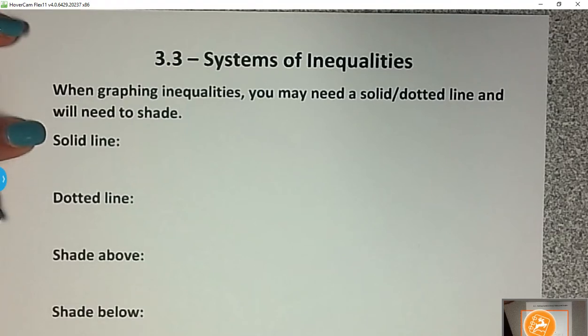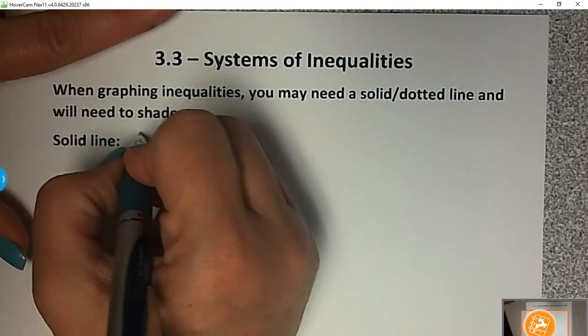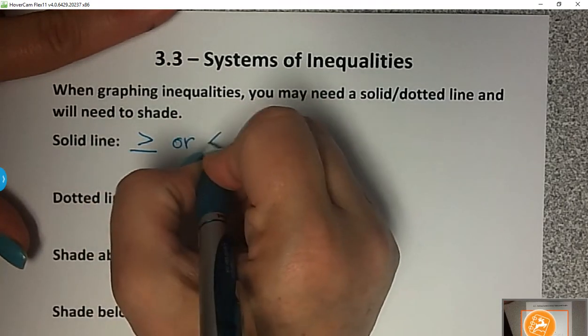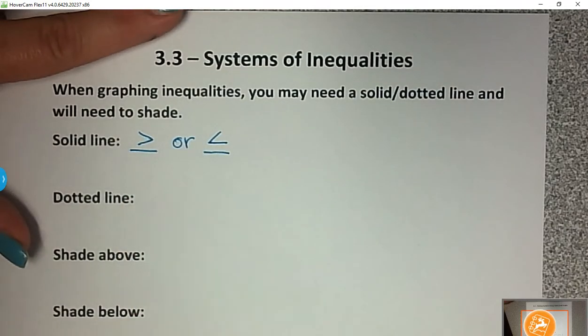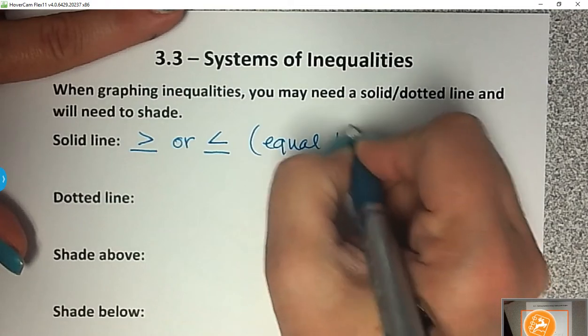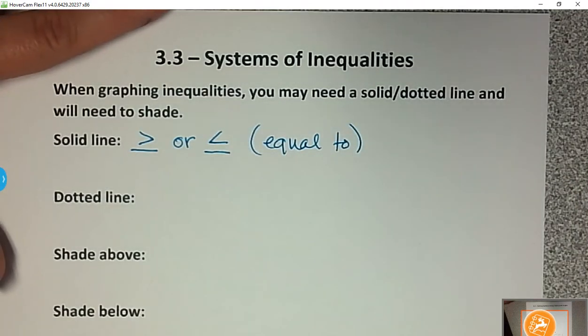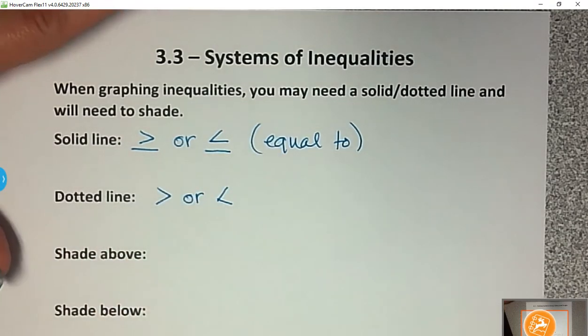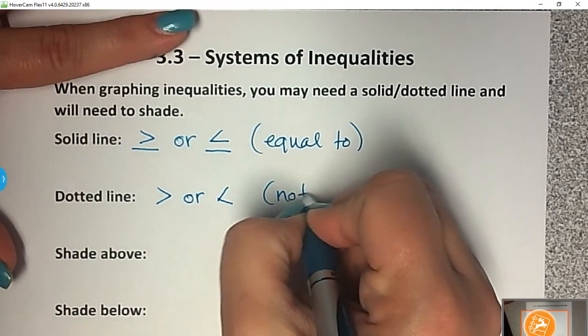It is going to be a solid line when it is greater than or equal to, or when it is less than or equal to. If it ever says equal to, you're going to need a solid line. Okay. The dotted line is when there is no equal bar. It is simply greater than or it is less than. It is not equal to.